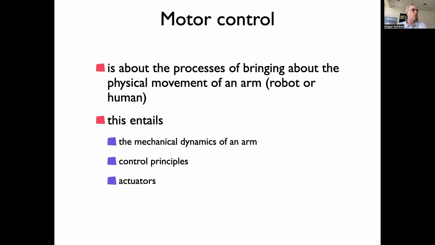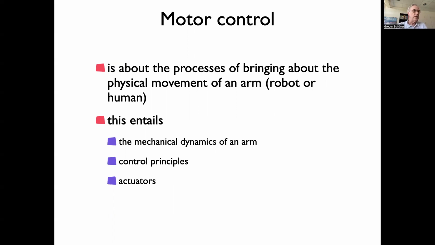So, motor control. I think this term is really more common in human movement, where people talk about motor control and how we, peripherally, physically bring about the movement of the arm. In robotics, people don't really use that term. They talk about control, and we'll have a look at that.